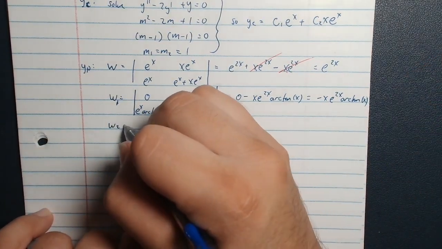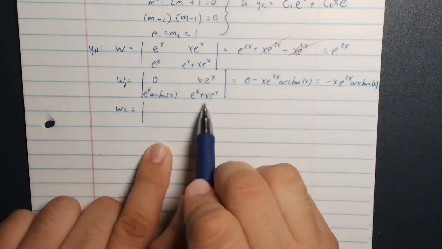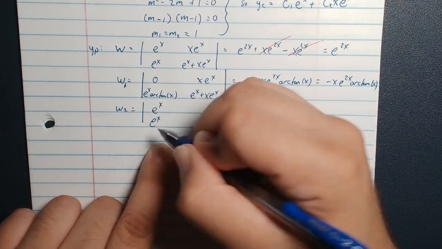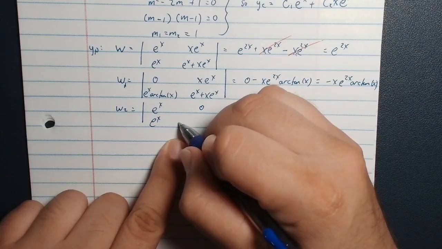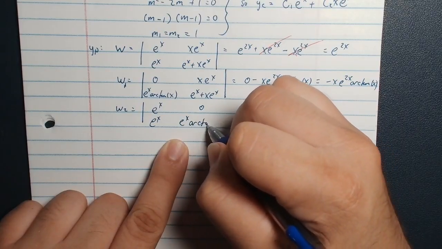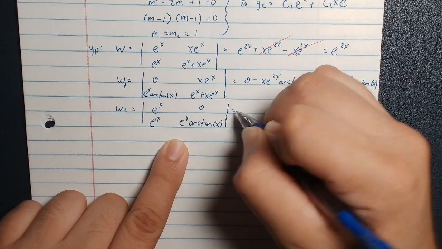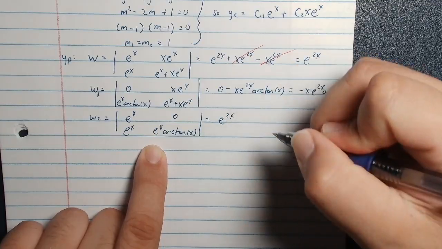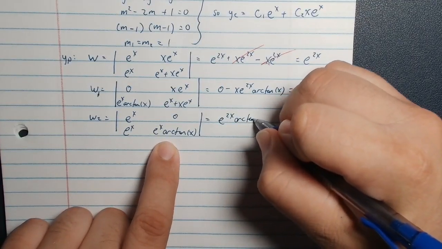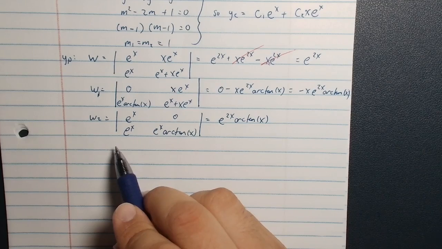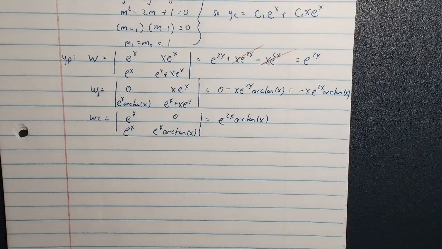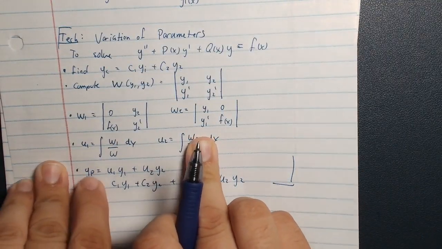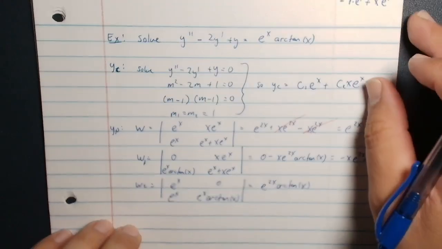And then W2 is almost exactly the same thing. We're going to replace the other column. So here the first column stays as it was in the Wronskian, e to the x and e to the x. But then over here I replace this with 0 and e to the x arctan x. Okay, so now if I multiply these together, I get e to the 2x times arctan x, and then minus 0, which I think I'll just leave the way it is. Subtracting 0 doesn't do anything. So I find my W, and then I find my W1 and my W2. Again, with a 2 by 2 matrix, none of that is terribly painful.